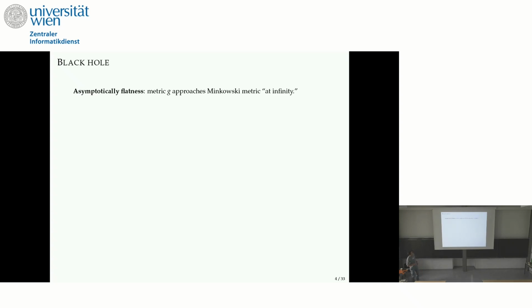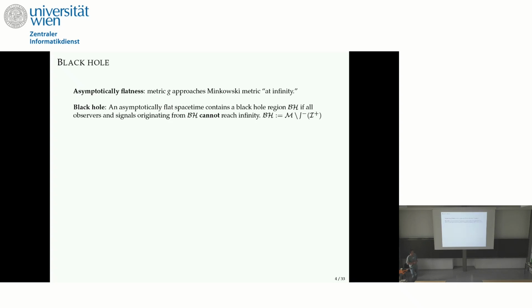Now I want to introduce the concept of a black hole. For this to make sense, we have to talk about asymptotically flat spacetimes. These are spacetimes which asymptotically look like Minkowski space, so the metric g approaches, at a suitable rate, Minkowski space. If you have such a spacetime, then you can define a black hole as the points in the spacetime where any causal curve originating from there cannot reach that far away region. This is just a way of defining it. And the event horizon is the topological boundary of that subset of the spacetime.